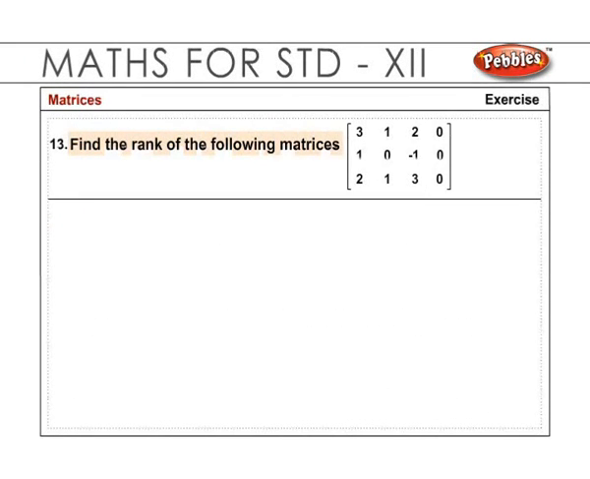Find the rank of the following matrices: 3, 1, 2, 0, 1, 0, minus 1, 0, 2, 1, 3, 0.